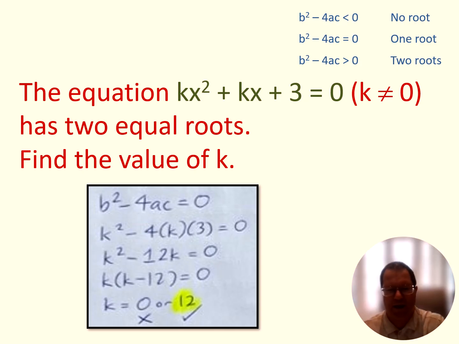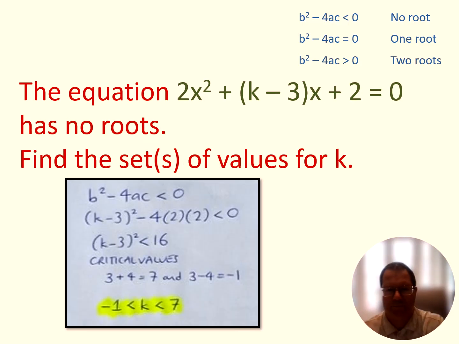Substituting in, we get k squared minus 12k is 0, which factorizes to k times k minus 12 equals 0. From the equation, k is 0 or 12, but we do know that k can't be 0, hence the answer is 12, and 12 only. 2x squared plus k minus 3x plus 2 equals 0 has no roots. Find the set or sets of values for k.